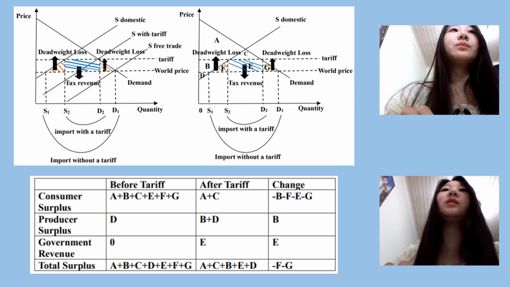Before the imposition of the tariff, the consumer surplus is A plus B plus C plus E plus F plus G in the diagram, and the producer surplus is D in the diagram. After the imposition of the tariff, consumer surplus is in area A plus C. The producer surplus is in area B plus D, and the government tax revenue is in E in the diagram. At this point, areas G and F are lost due to the imposition of the import tax, producing DWL.